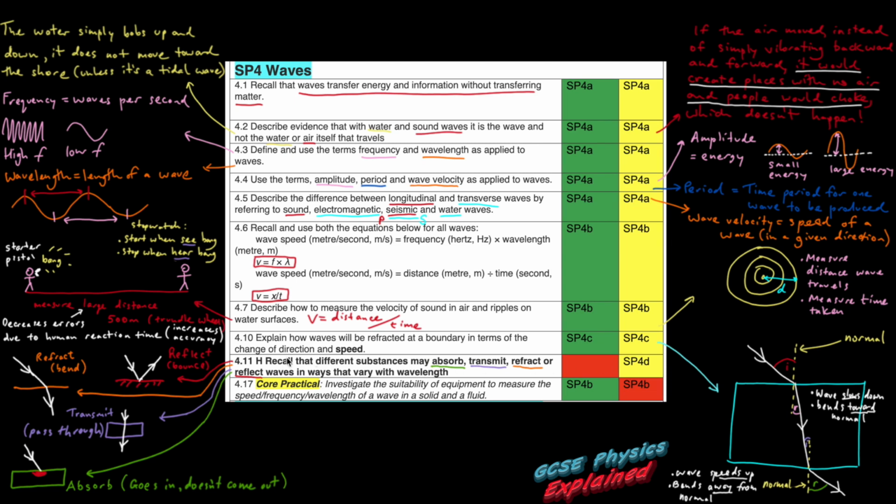Higher tier candidates need to recall that different substances may absorb, transmit, refract or reflect waves in ways that vary with wavelength. So first of all, let's make sure we know what those mean. So refract means bend, reflect means bounce, transmit means to pass through, and absorb means to go in and doesn't come out. So the energy will get trapped inside the material and the material will probably heat up a little bit. It's only worth 1 mark, so that'll do for that.